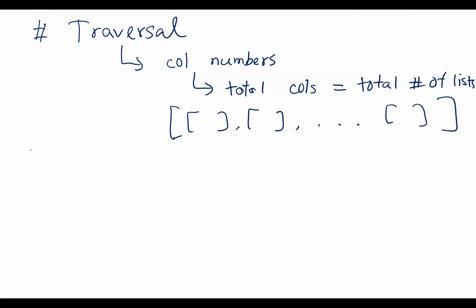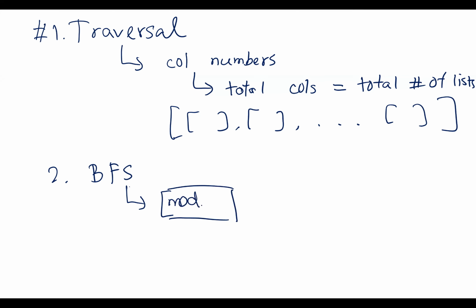In step two, I did a BFS. And in BFS, what I did is I put the node with its column value into the queue, right?